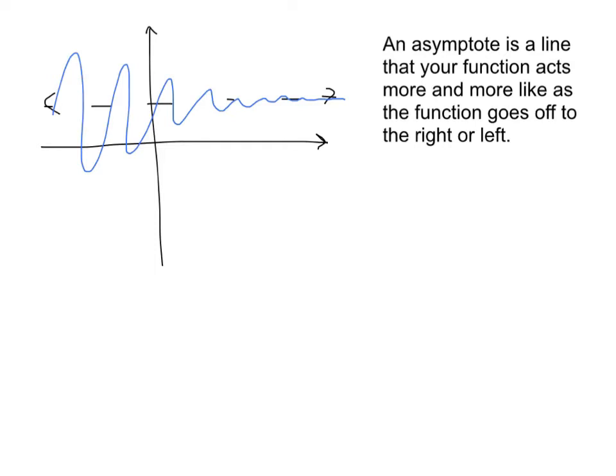So I want to address this more. Mathematically, how could I say more precisely what it means for a function to go off to the right or left? The idea is, as I keep going further and further to the right or further and further to the left, my function is acting like a line or like some constant value. So mathematically, how can I say going off to the right or going off to the left? The answer is, it's by taking the limit as x approaches infinity or as x approaches negative infinity. And that's how we find horizontal asymptotes.